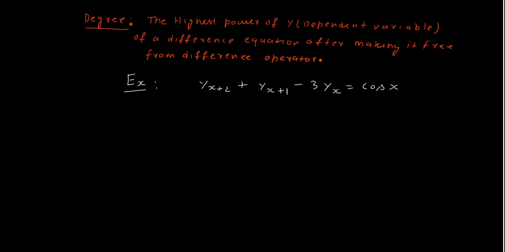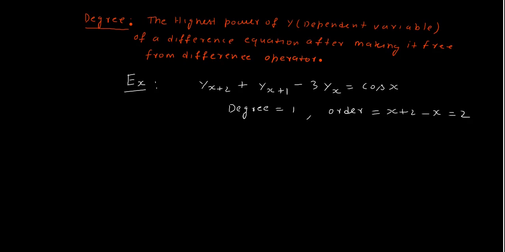So what is the degree here? Highest power of y: the power of y_(x+2) is 1, the power of y_(x+1) is also 1, the power of y_x is also 1. So what is the degree of this one? Degree of this difference equation is 1. So if we talk about the order, it is the difference between highest and lowest subscript. So this one is x plus 2 minus x. What is the order? Order is 2.